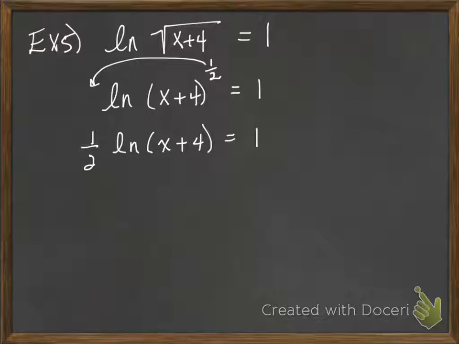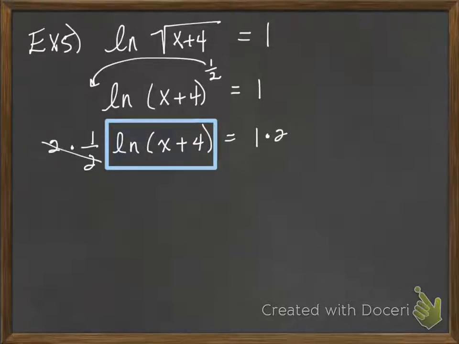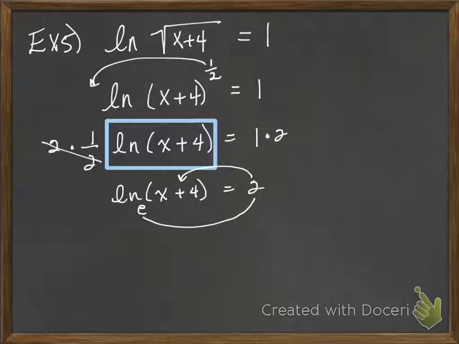Now my next question is the ln by itself? No, it's not. It's being multiplied by 1/2. So you're going to multiply both sides by 2. And then finally your ln is going to be by itself. Completely by itself. And when your ln is completely by itself, that's when you're going to rewrite it in exponential form. The understood base is e. So you're going to go e to the second power is equal to x plus 4.